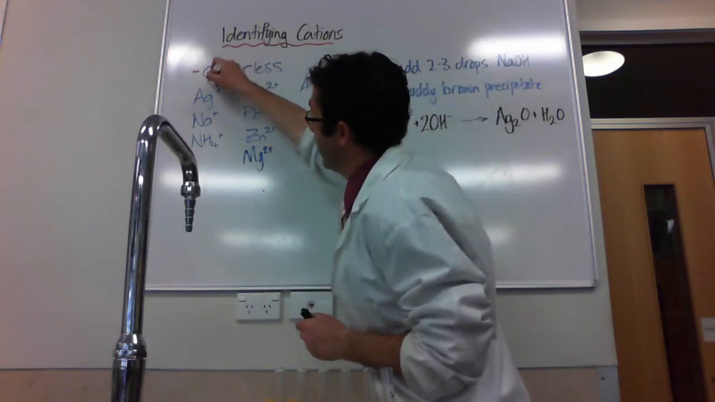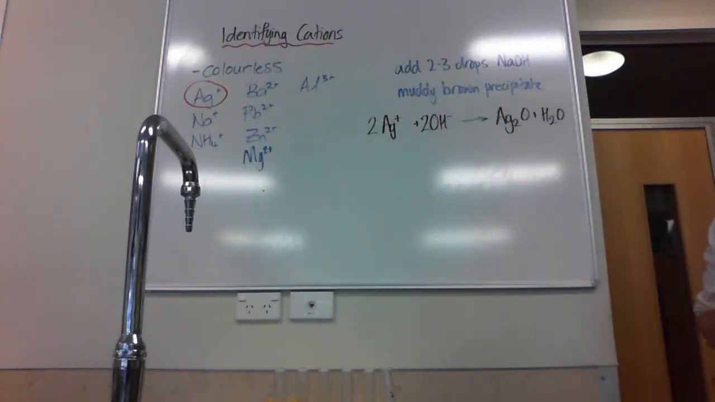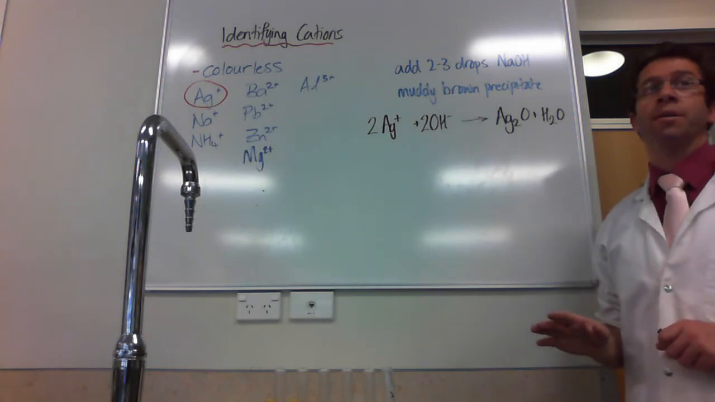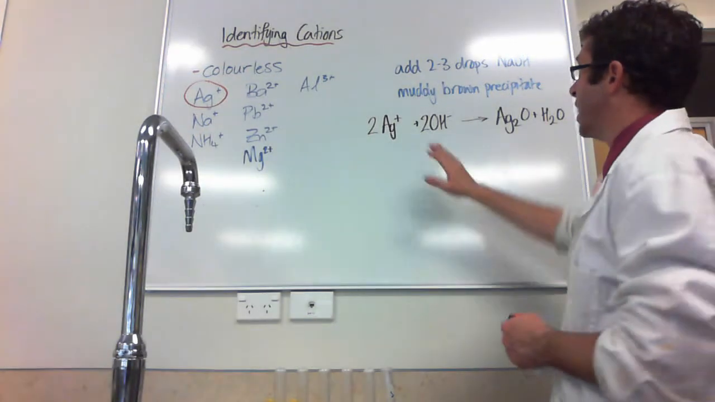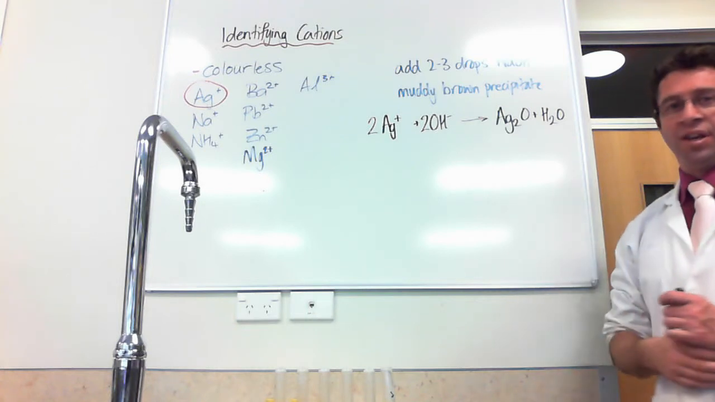So the first one that I've looked at, the first of my colourless ones that I've looked at there, ended up being silver, Ag+. So I had 2 to 3 drops of sodium hydroxide, it makes a muddy brown precipitate. I know that it's silver straight away. That's the result for silver. I confirm it with a balanced equation, and then I am done.